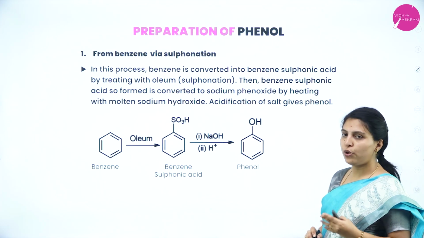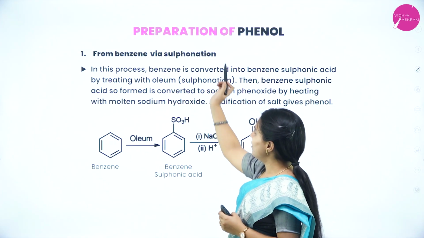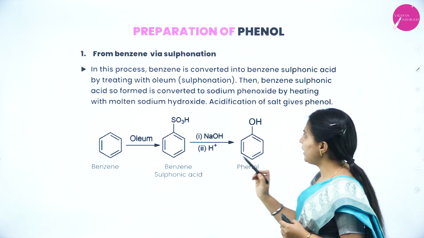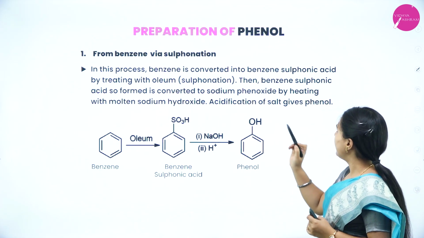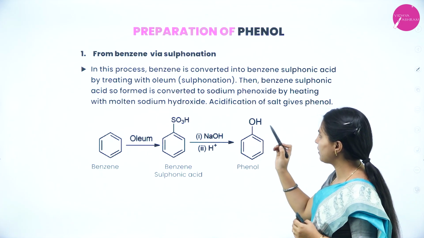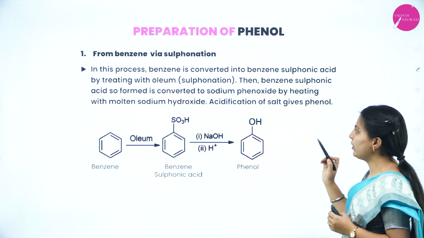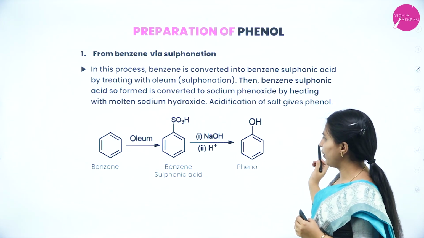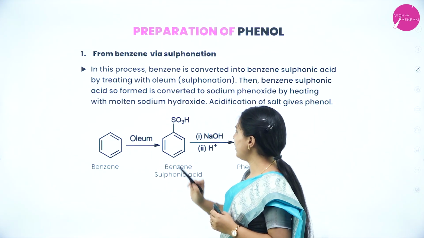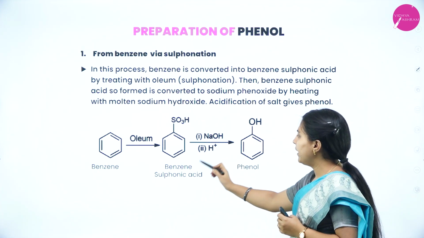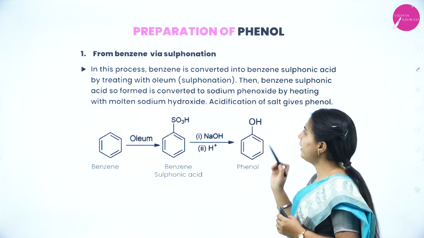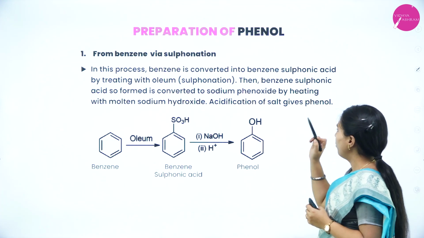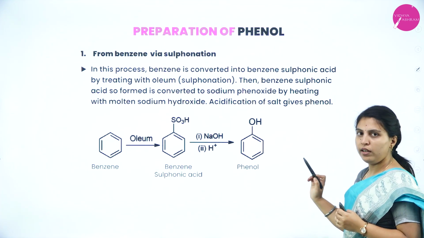Okay. Next, preparation of phenol from benzene via sulfonation. In this process, benzene is converted into benzene sulfonic acid by treating with oleum, that is sulfonation. Then the benzene sulfonic acid so formed is converted to sodium phenoxide by heating with molten sodium hydroxide. Acidification of the salt gives phenol. This is benzene treated with oleum, and benzene sulfonic acid forms, which is treated with sodium hydroxide and acidified to give the phenol product.